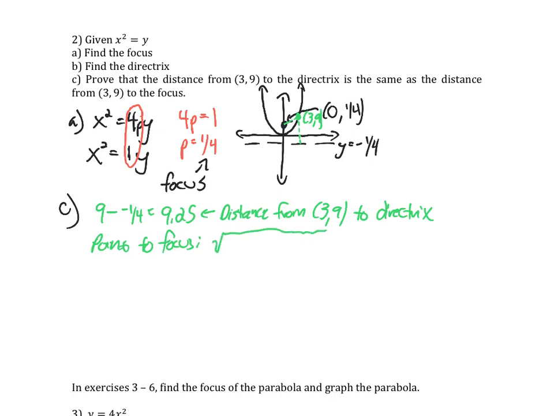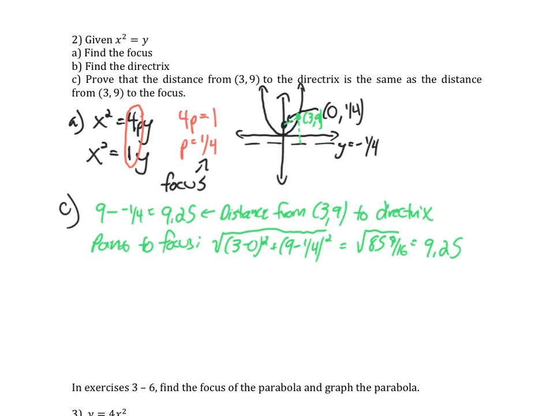Oh boy, that is not a straight line. So, 3 minus 0 squared plus 9 minus 1/4 squared. Again, this is the distance between (3, 9) and (0, 1/4). I'm going to just speed up the math here a little bit. It comes out to 85 and 7/16, or, sorry, 9/16, which would simplify to 9.25. If you used a calculator, that's fine. But you do need to use a distance formula to help prove that they are the same.